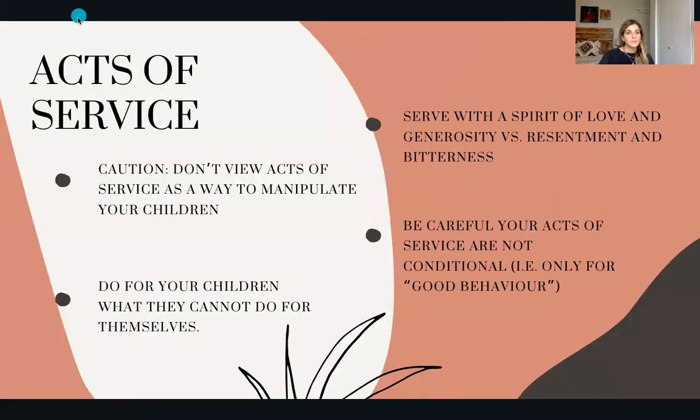Acts of service, I mentioned this one already. Don't view acts of service as a way to manipulate your children. Do for your children what they cannot do for themselves. Serve with a spirit of love and generosity versus resentment and bitterness, right? We're not doing these acts and then being completely resentful after we've done it. I think that defeats the purpose of showing love through an act.